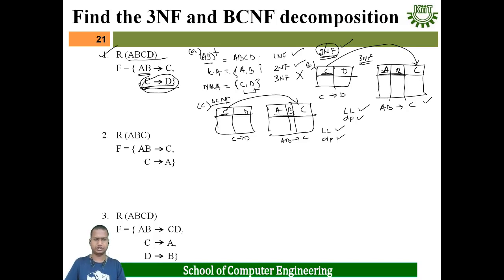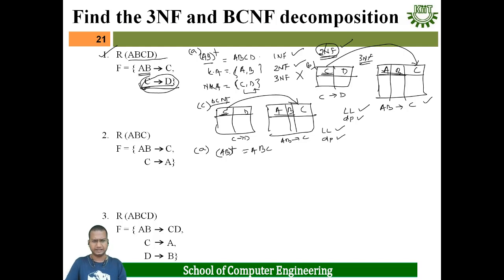Now we'll check question number 2. In question number 2, first we have to find out the highest normal form, A. In B we have to find out the highest normal form. For that purpose we have to find out the key attributes and non-key attributes. Now first we have to find out the candidate key, then AB closure will be ABC.